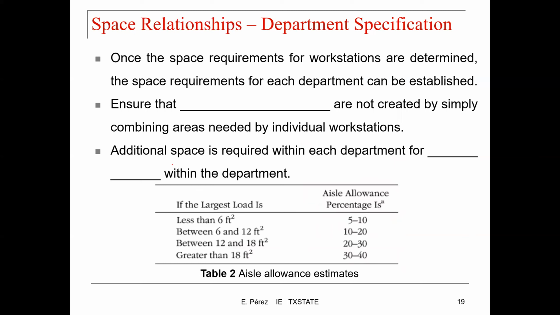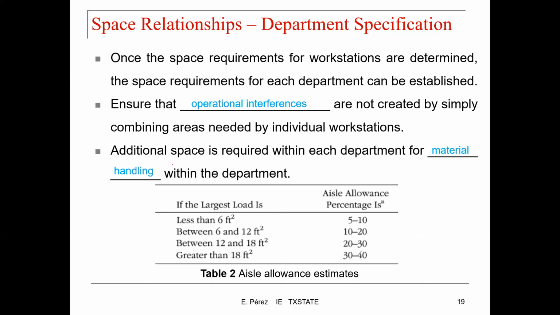Once the space requirements for workstations are determined, the space requirements for each department can be established. Ensure that operational interference is not created by simply combining areas needed by individual workstations. Additional space is required within each department for material handling within the department. And then we have also to consider space for aisles.